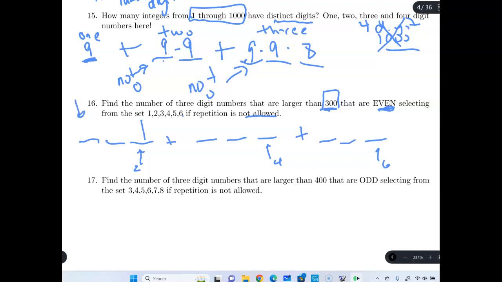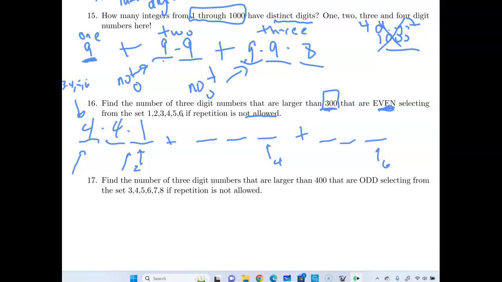So how many numbers are allowed to be in this first digit? Well, it has to be greater than 300, so I can use 3, 4, 5, or 6, right? So there's 4 choices here. And so out of the 6 numbers, I've used 1, 2. Remember, I cannot repeat, so there's going to be 4 choices here.